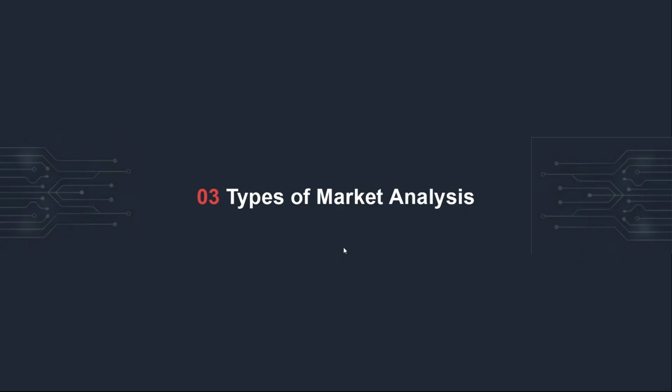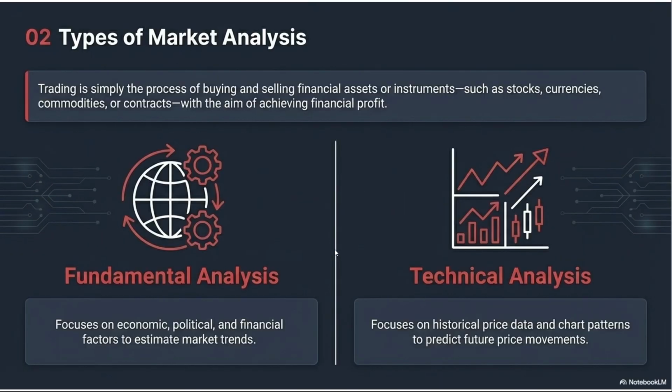So the next part is types of market analysis. And this is a very important part for you if you are planning to become a trader. Trading is simple. As I told you, it's buying and selling assets online by using a platform. So how will I buy, or why will I buy or sell? There are two types of market analysis we can do, and then we can decide to buy or sell a specific asset.